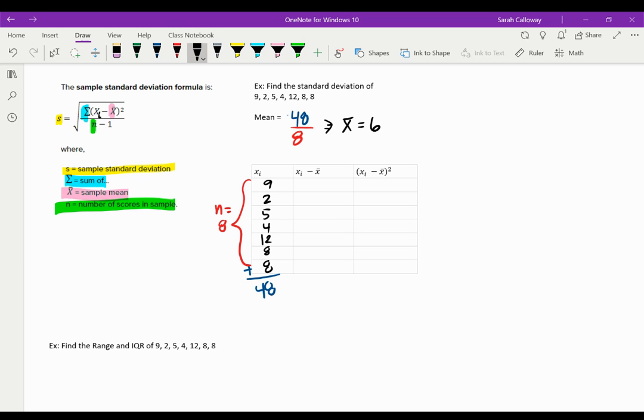Okay. And so what I'm going to do here is, let me change that color, I'm going to take that 6 and I'm going to subtract it from each data value. So I'm going to do 9 minus 6. So that gives me a 3. 2 minus 6 gives me negative 4.